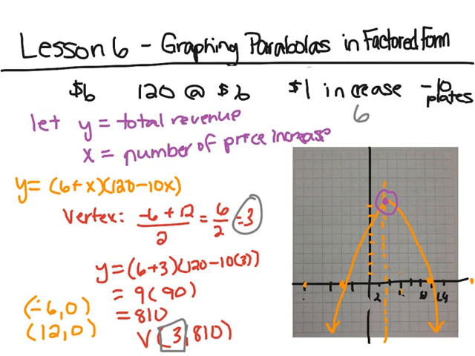So the price is 6 plus 3, so 9. So they should sell their pierogies for $9 to earn a profit of $810.